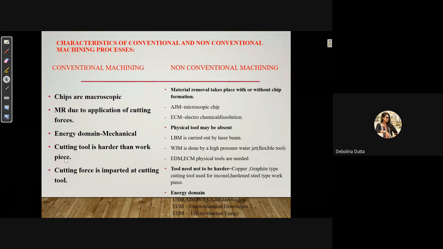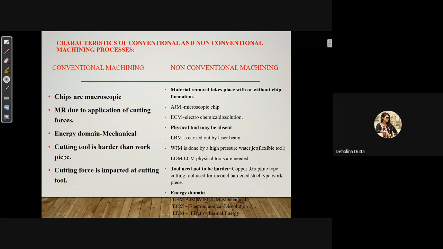Okay, next is that the cutting tool is harder than the workpiece. It is the most important difference between conventional and non-conventional machining processes. A very important topic: the cutting tool should be harder than the workpiece.